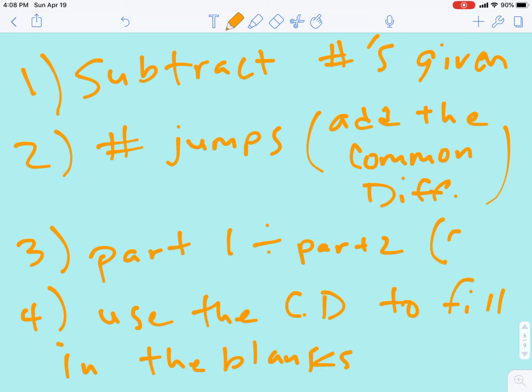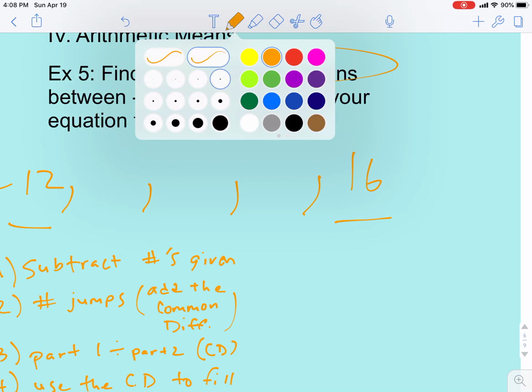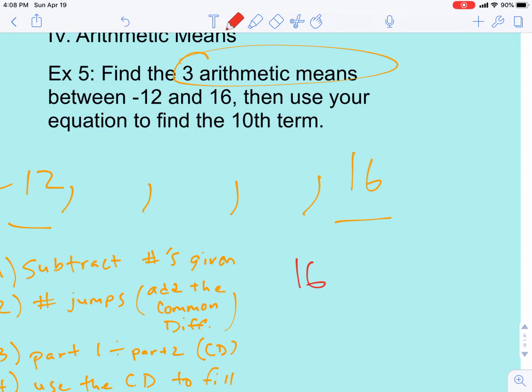All right, that's going to find us the common difference right here in step number 3. So if you want to pause the video, write this stuff down in your notes. We're going to subtract the numbers given. I'll show you how to find the number of jumps. Then we're going to take those 2 numbers from part 1 and part 2, divide them, and then use that to fill in the blanks. So we're going to take the numbers given. We're going to take 16 minus negative 12, and we get 28.